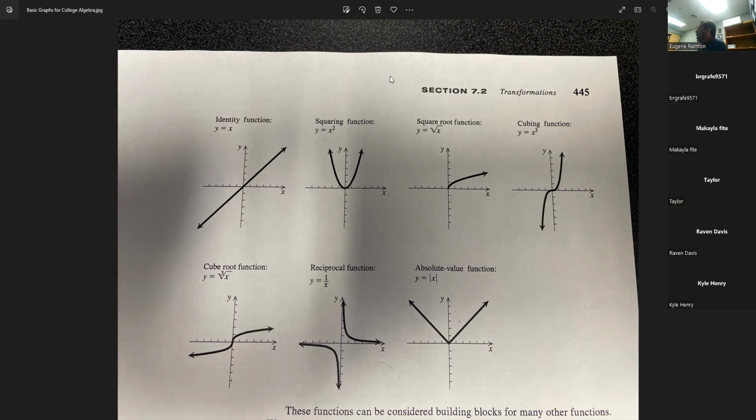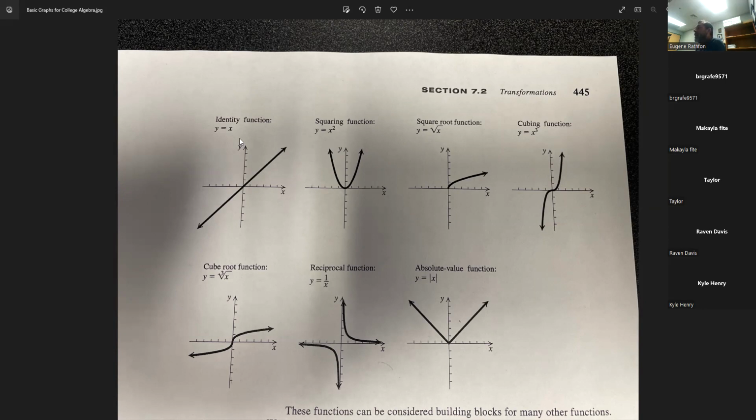And I'll put a copy of this in Blackboard later today. That way you'll have another place to find these, okay? And then you want to know the shapes of these when you do MyMathLab later.